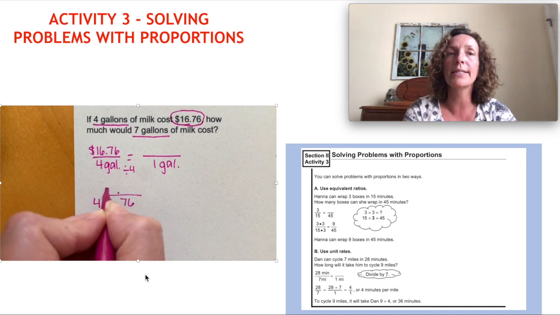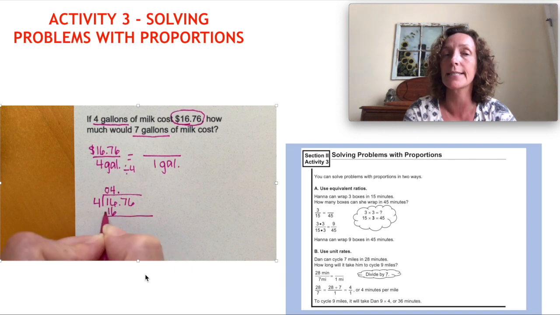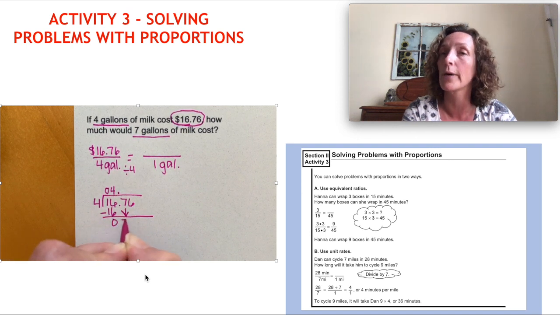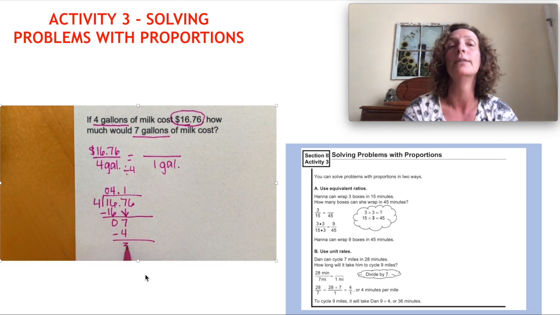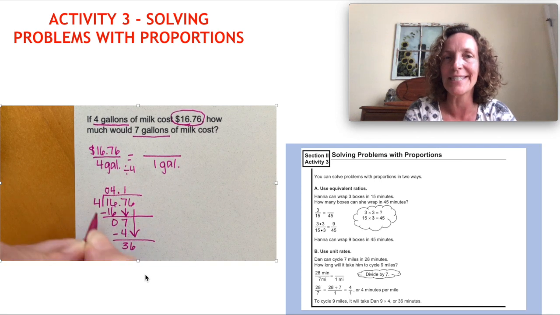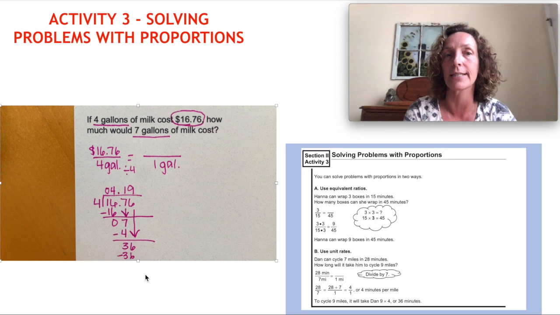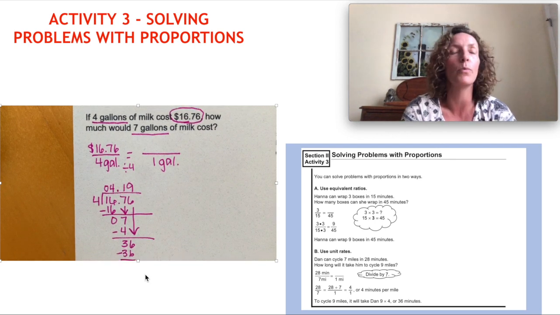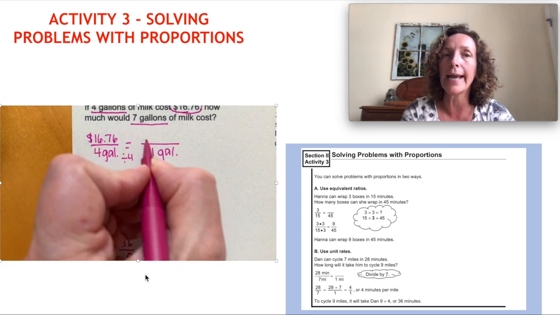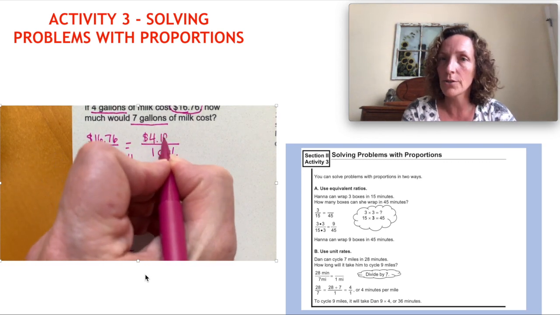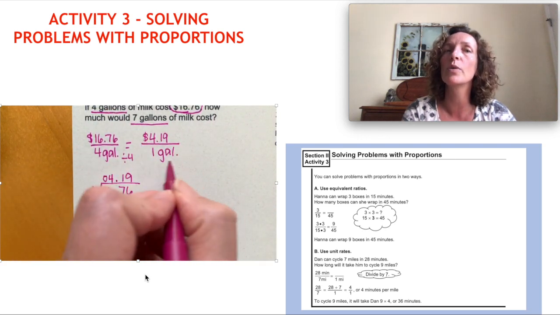So 4 goes into 1 0 times. 4 goes into 16 4 times. 4 times 4 is 16. We subtract and get nothing. We bring down the 7. 4 goes into 7 1 time. 4 times 1 is 4. 7 minus 4 is 3. Bring down the 6. 4 goes into 36 9 times. 9 times 4 is 36. And when we subtract, we get nothing. We have no more digits to bring down. So that means that our unit rate is $4.19. All right, but now we're asked how much would 7 gallons cost.